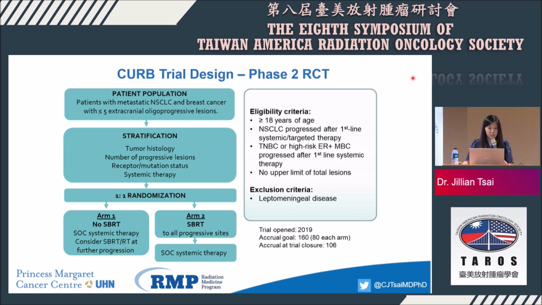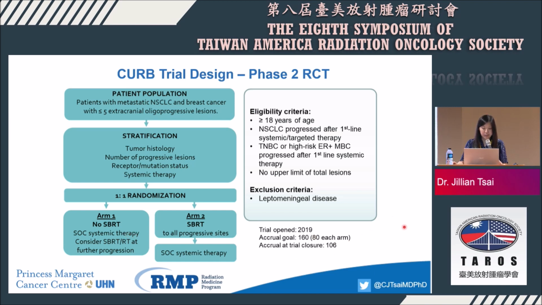It is a similar design compared to the STOP trial led by David Palma, in that there are patients with non-small cell lung cancer, but we also added breast cancer patients with less than or equal to 5 oligoprogressive lesions. Again, they can have more than 5 total lesions. They were stratified based on these factors and randomized to either the addition of SBRT to the progressive sites versus the continuation or switching systemic therapy per the physician's choice.